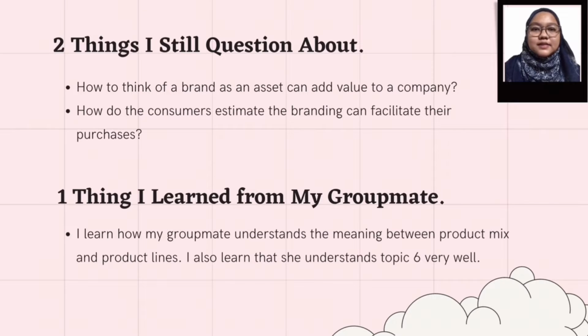Next, two things I still question about the topic are how to think of a brand as an asset can add value to a company. And the second one is how do the consumers estimate the branding can facilitate their purchases. And I am confused with the second because will the consumer see the types of brands and then the consumer will buy the product at the time?